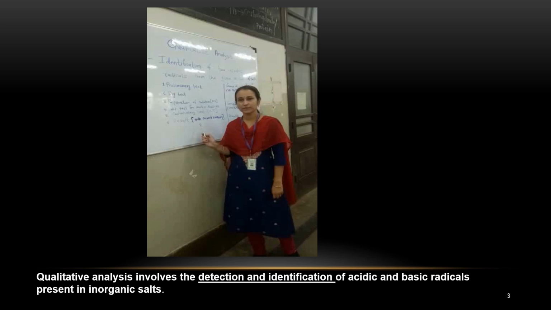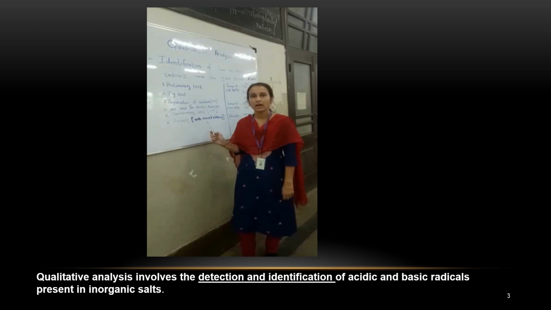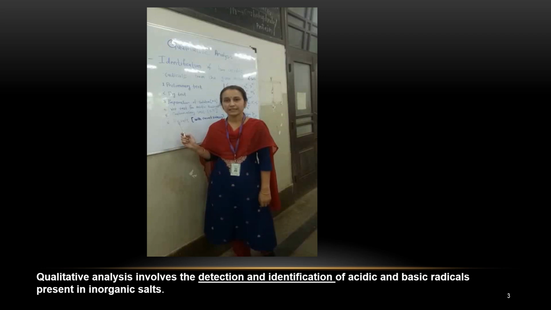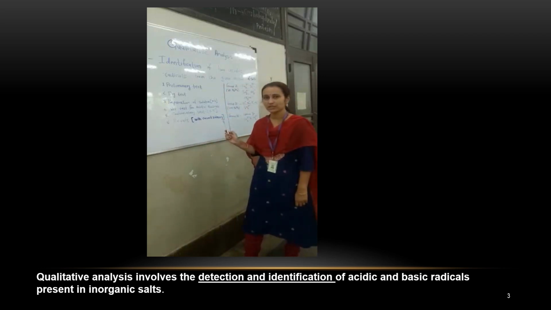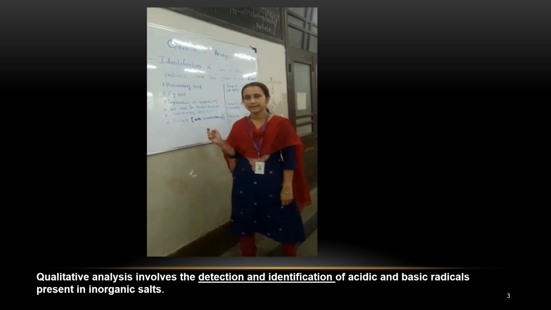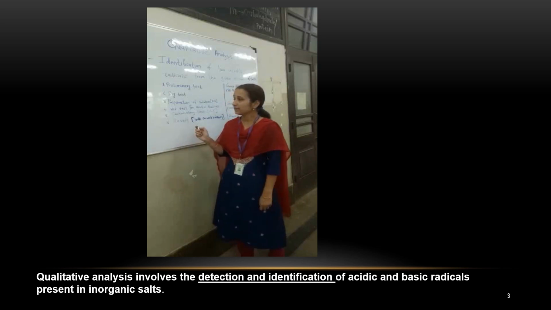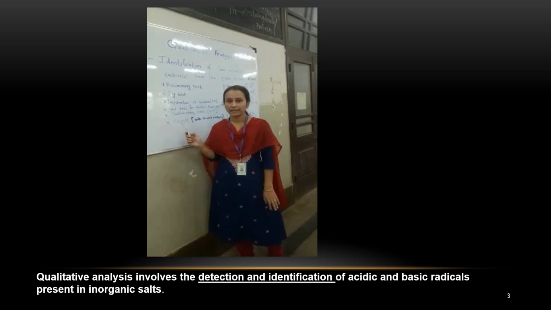In the formation of a salt, the part contributed by acid is called anion and the part contributed by base is called cation. Acidic radical carries negative charge and the basic radical carries positive charge. Radical means charged group of atoms.